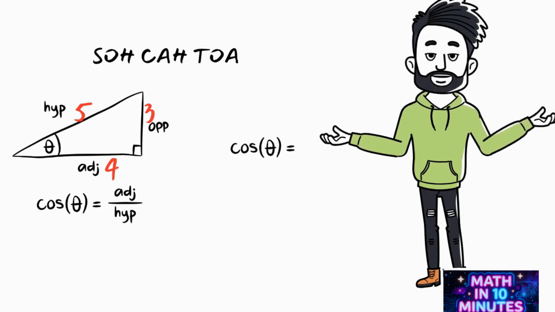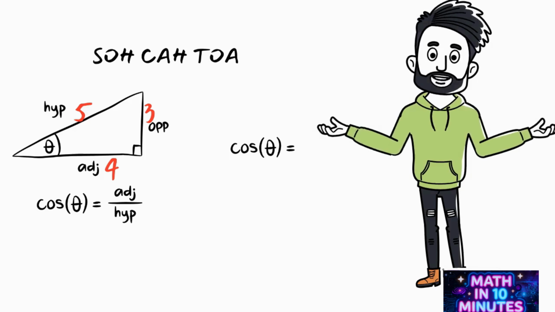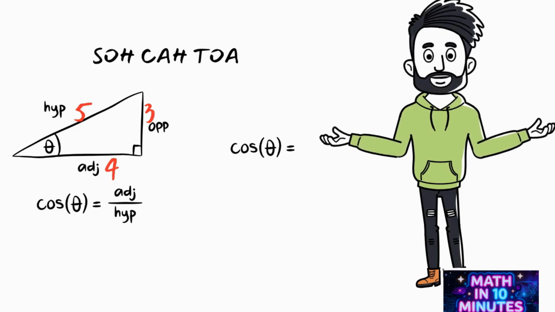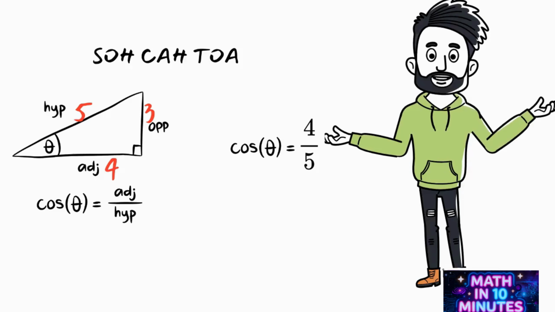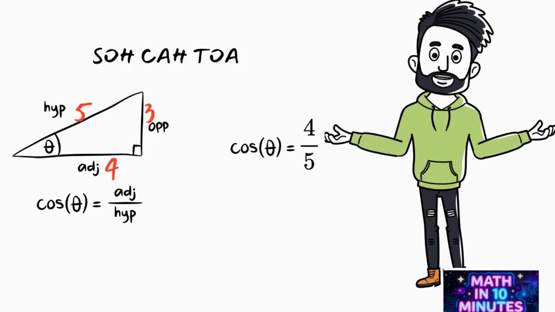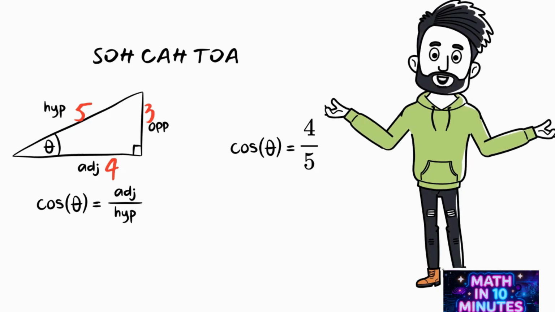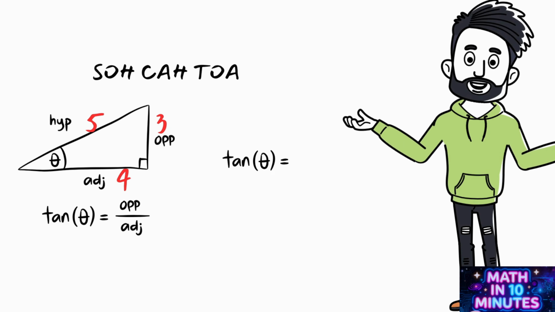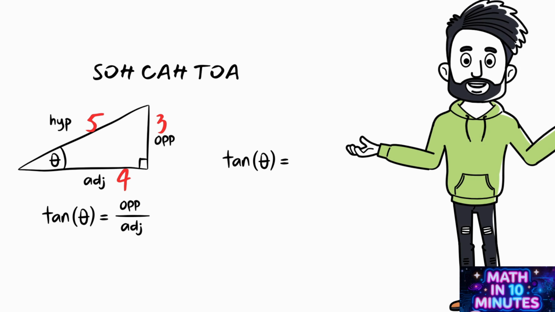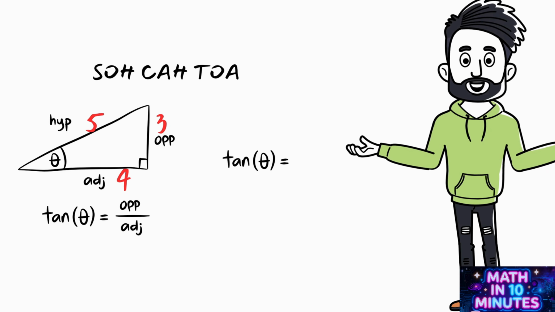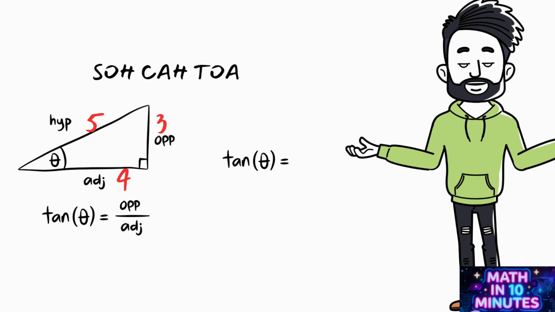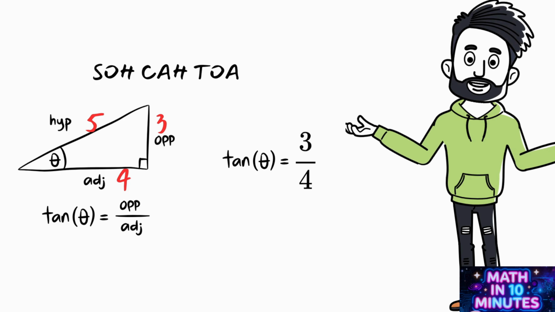Cosine, adjacent over hypotenuse. Let's start. Which one is adjacent? 4 over hypotenuse, 5. Excellent. So the answer is 4 over 5 using SOHCAHTOA. Finally, we need to find the tangent. Tangent, remember, TOA, opposite over adjacent. Opposite is 3, adjacent is 4. So the final answer will be 3 over 4.